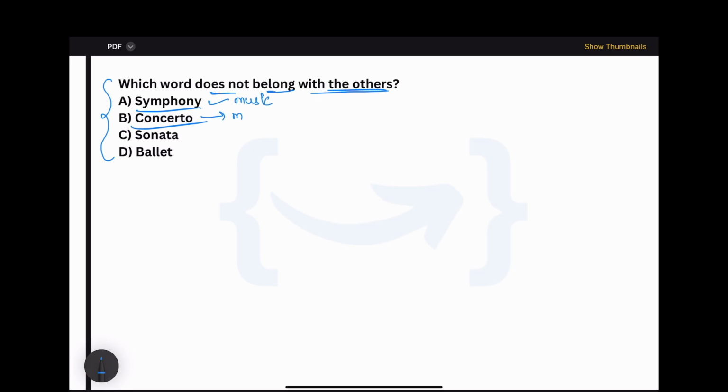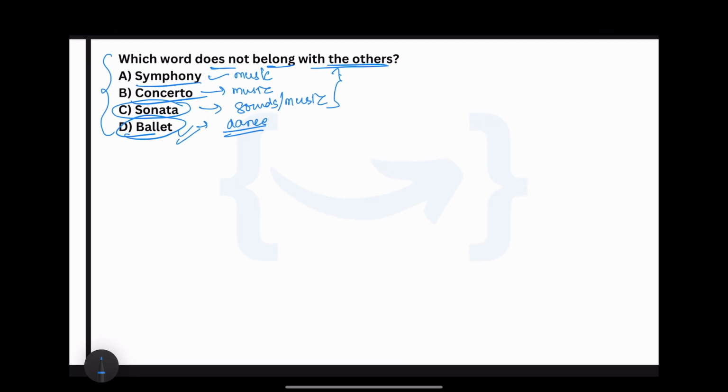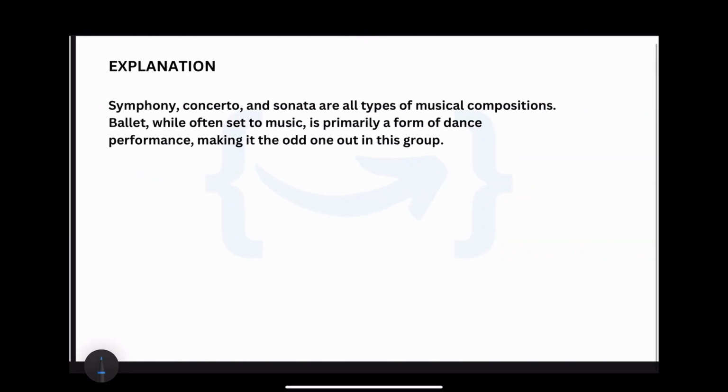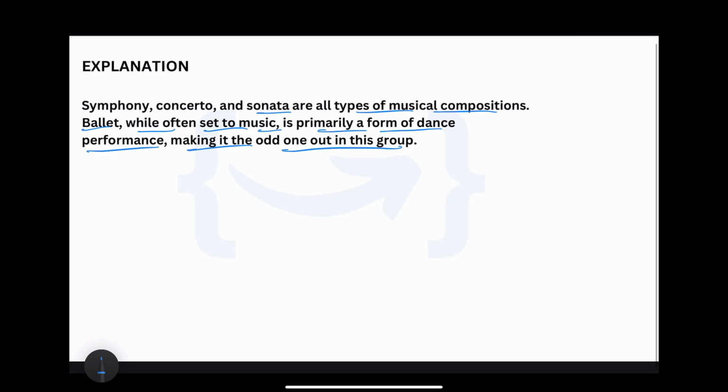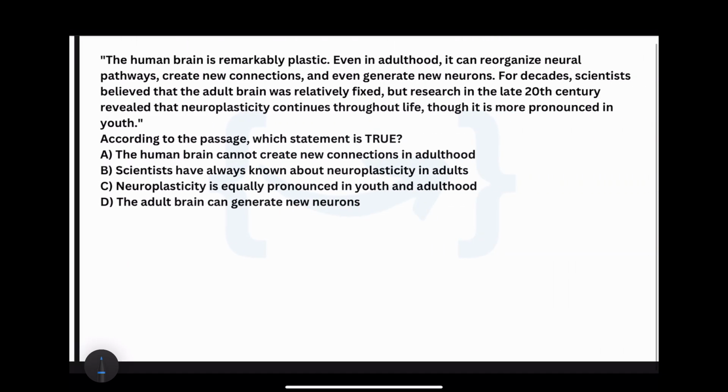Concerto is also related to music, like a concert. Sonata, something sound, is also related to music. Ballet is the dance thing. So ballet is the dance, and the other three are related to music. So ballet would be the right option for this question. Symphony, concerto, sonata are types of musical composition. Ballet, while often set to music, is primarily a form of dance performance, making it the odd one out in this group. Clear?